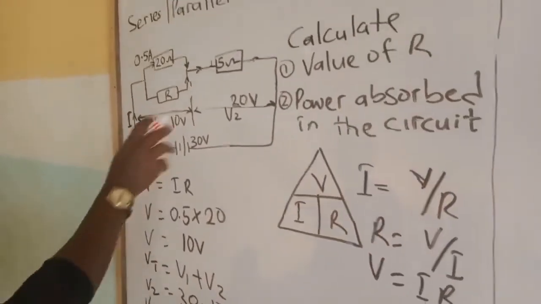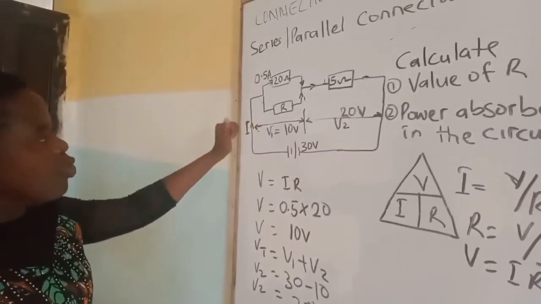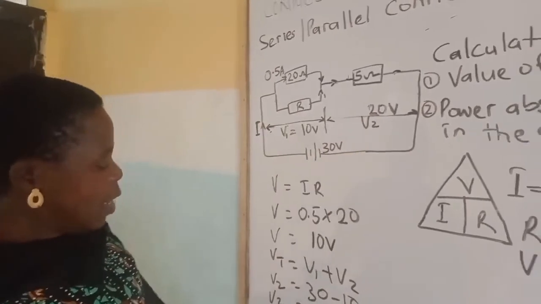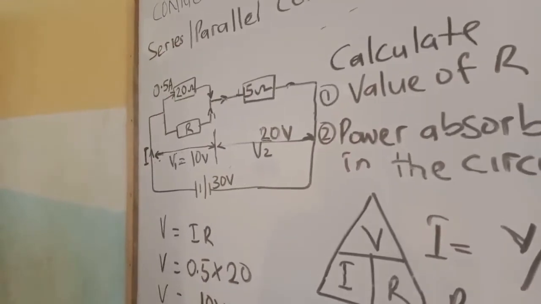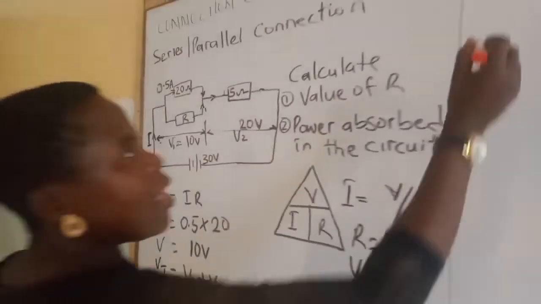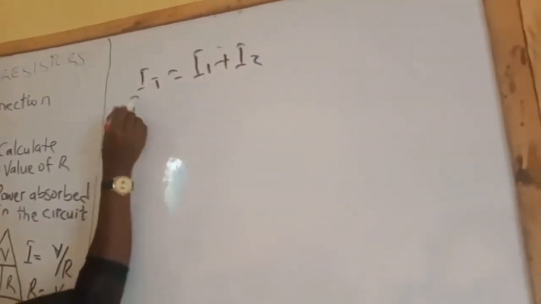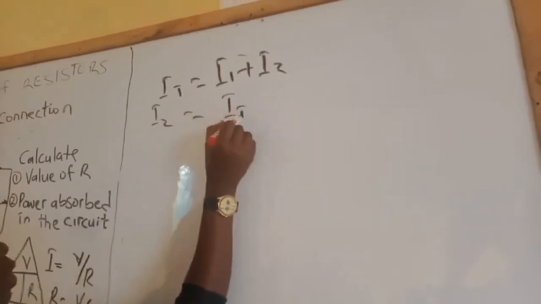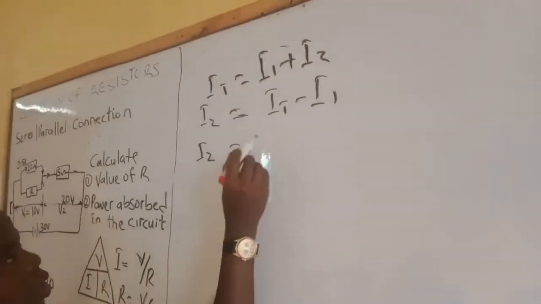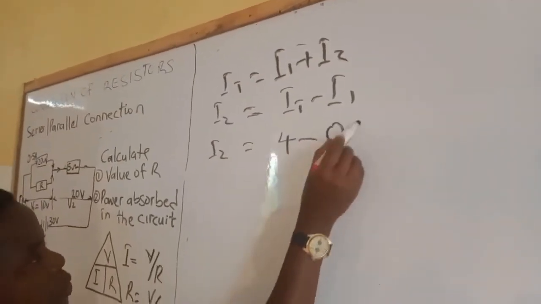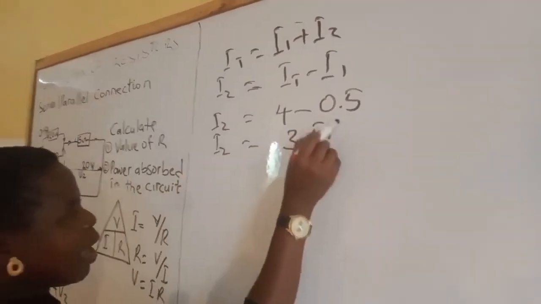Now, how do we use our 4 ampere? Don't forget, the current across here is 0.5. 0.5 ampere is applied to this resistor. We don't know the current here, but we have already known the total current. Addition of this is equal to the current across here. So which means our IT is equal to I1 plus I2. So I2 will be equal to IT minus I1. I2, which is the current across the unknown resistor, is equal to 4 minus 0.5. I2 is equal to 3.5 ampere.